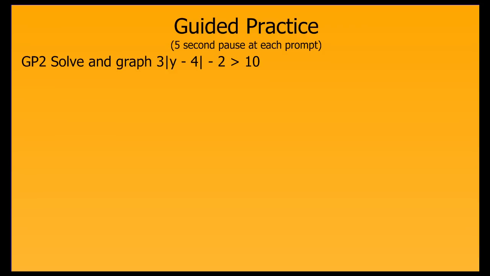Let's try another one. Again, we're solving an absolute value inequality. What should we do first? We isolate our absolute value expression by adding 2 and then dividing by 3. What's next?